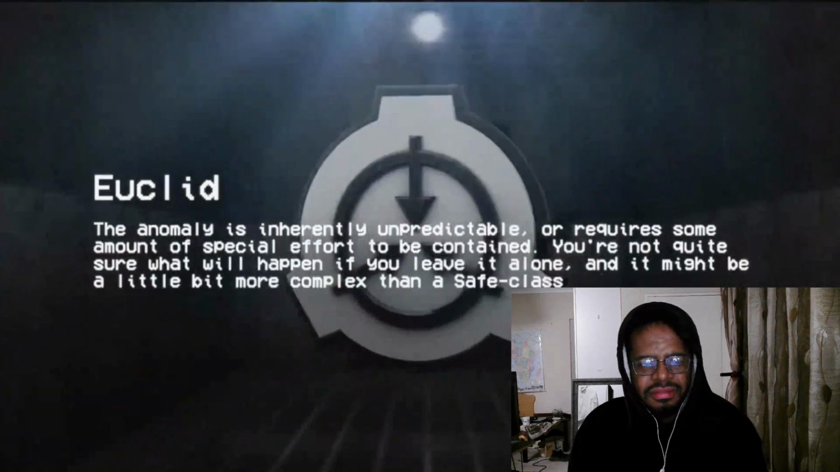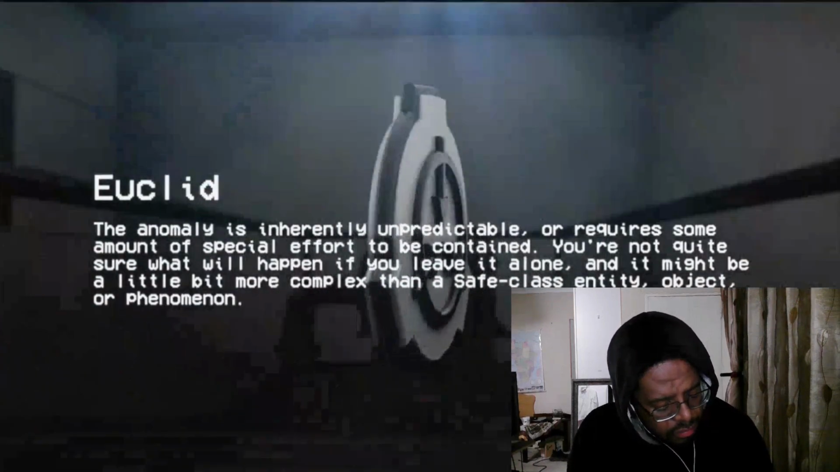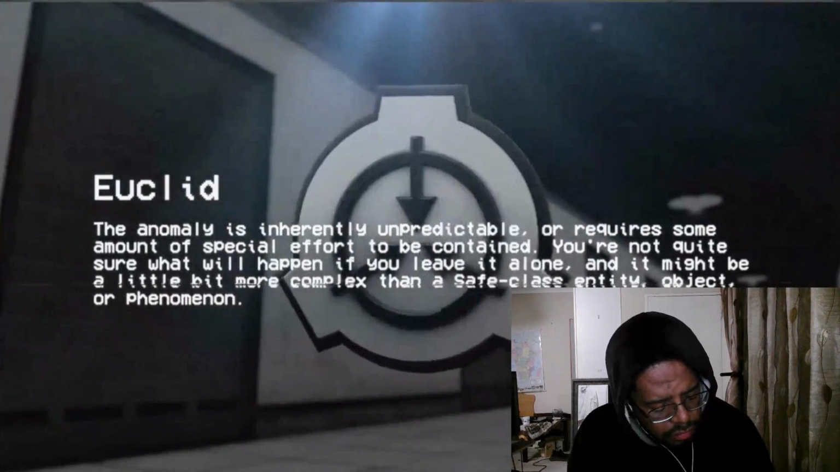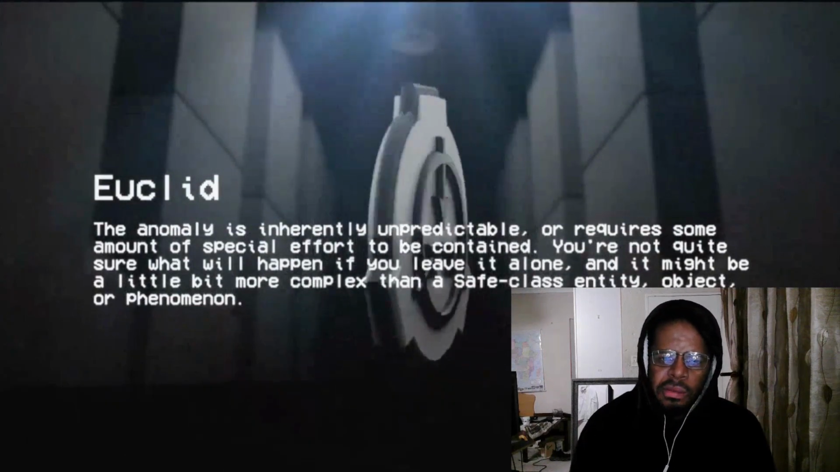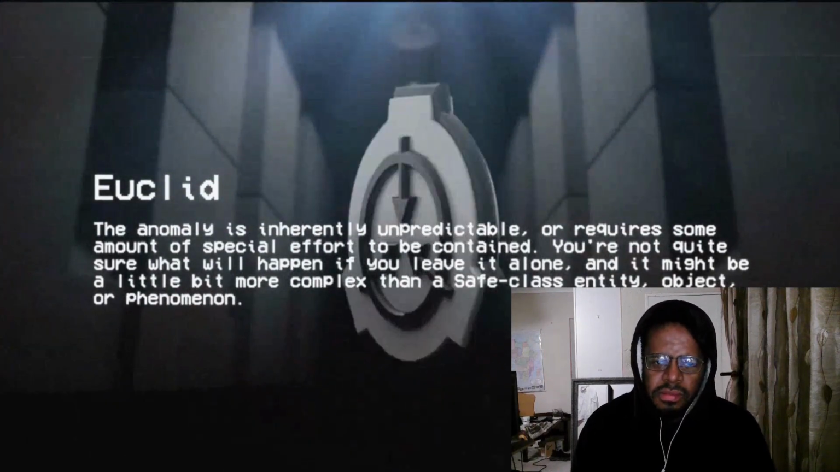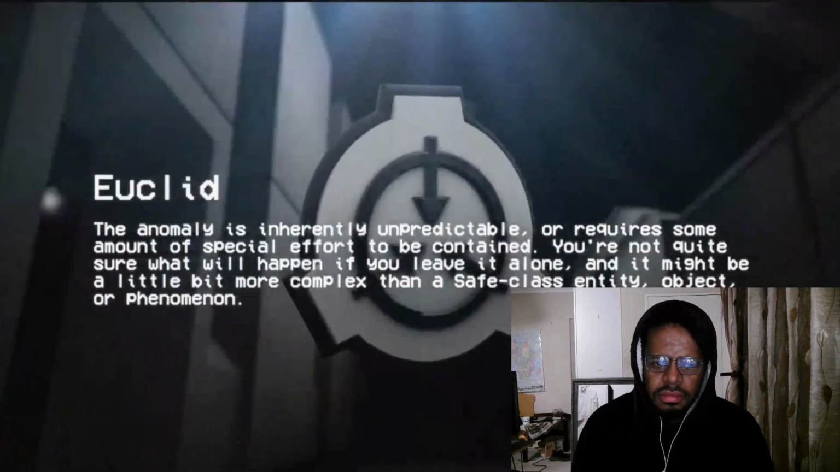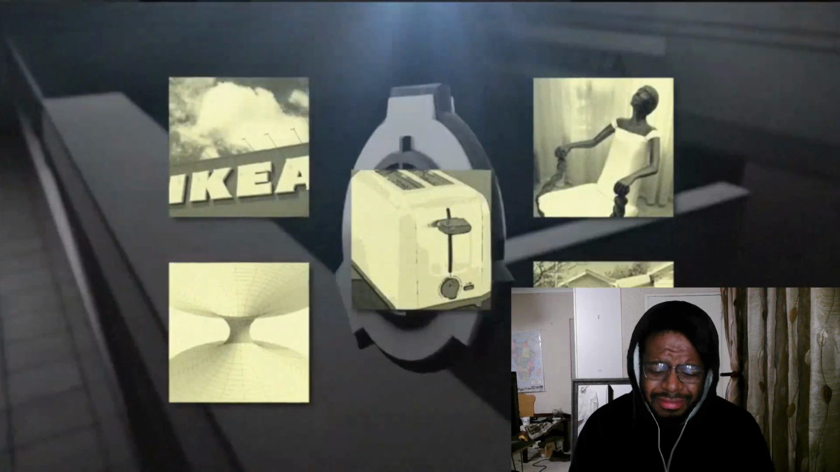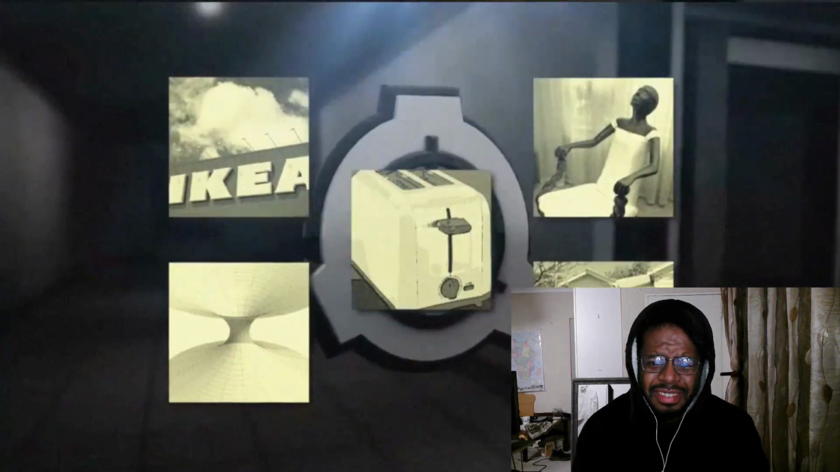Next, Euclid. The anomaly is inherently unpredictable or requires some amount of special effort to be contained. You're not quite sure what will happen if you leave it alone, and it might be a little bit more complex than a safe class entity, object, or phenomenon. Some notable examples of Euclid class SCPs are SCP-3008, SCP-426, SCP-1171, SCP-3001.